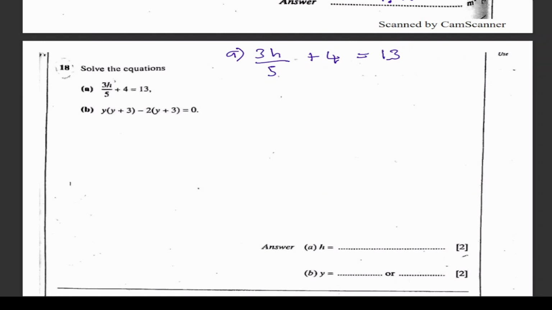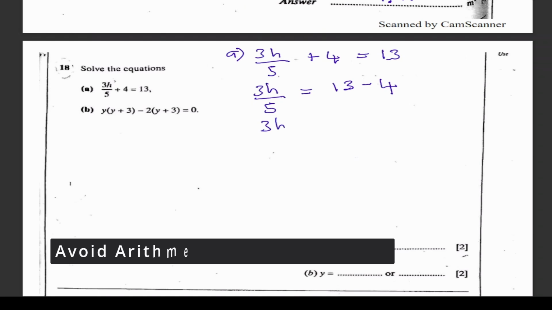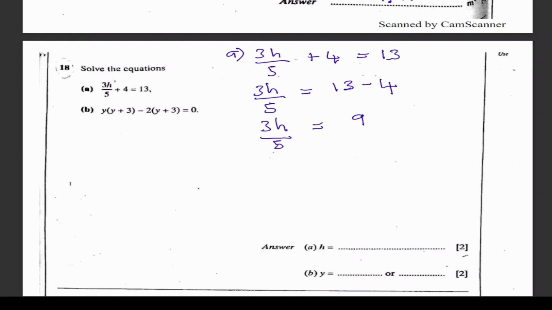So when we present our answer, it will be 3h over 5 is equal to 13 minus 4. What is 13 minus 4? 10, 11, 12, 13. So it's 9. 3h over 5 is equal to 9.